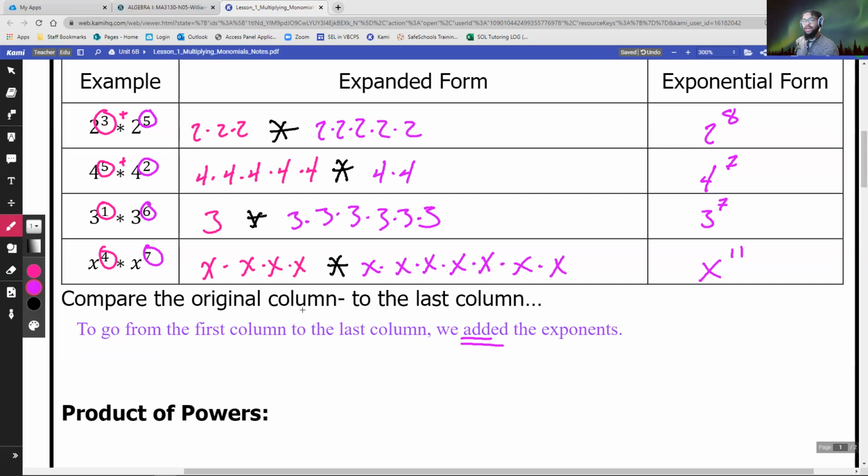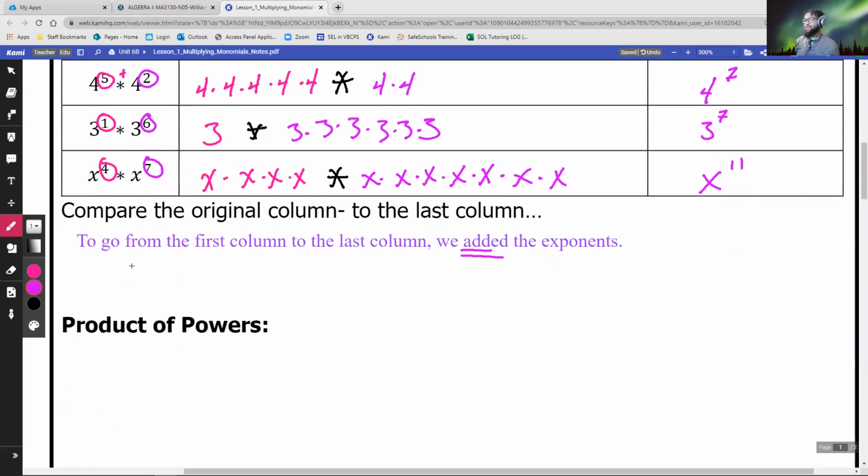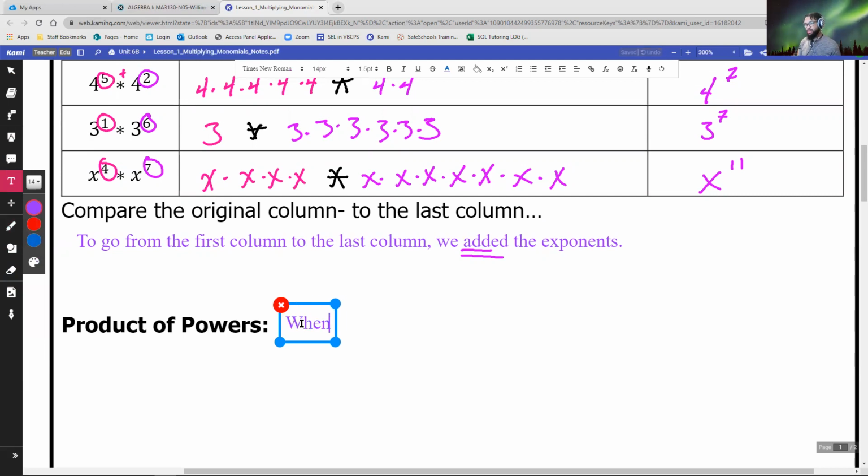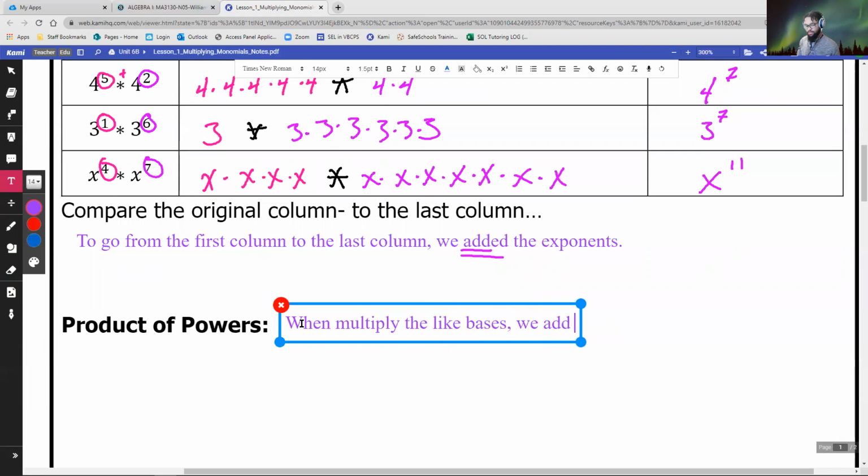So when we multiply the same base, and when I say base, I mean whatever is underneath that exponent, when we multiply the same base, we're going to add exponents, all right? So that's going to be kind of a rule, so to speak, for this, but that's going to be the easiest way to remember. When multiplying like bases, or similar bases, we add exponents.